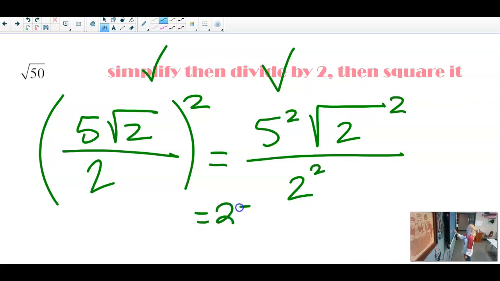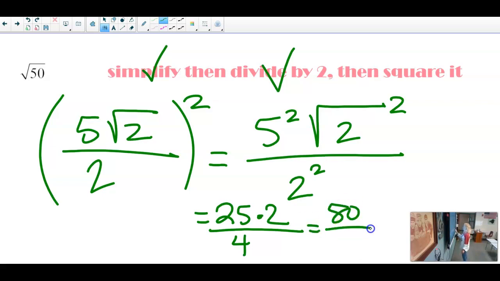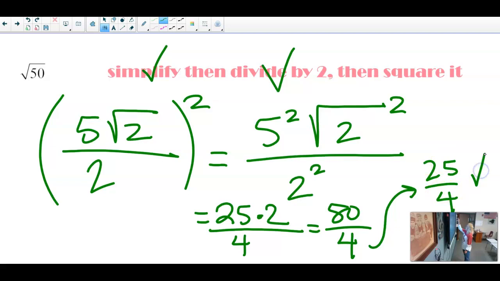All right, here we go. So 5 squared, of course, is 25. The square root of 2 squared is just a 2. And look at my denominator. My denominator is now a 4 because it was 2 squared. So that's going to be 50 over 4. And then improper fractions, we're cool with improper fractions, but you just have to simplify the improper. So 50 over 4, that simplifies to 25 over 2.